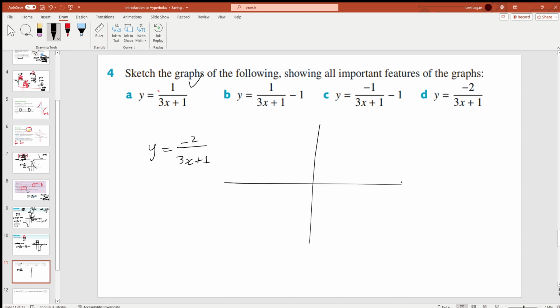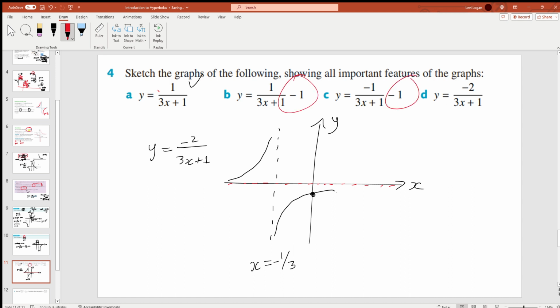So we can see straight away we still have that vertical asymptote at x equals -1/3. It's negative, so it's going to look like this still. So go like that. From here we can see there's only a y-intercept. This is still an asymptote because we haven't been shifted up or down in this case like these previous examples. So we have an asymptote there, so no x-intercept. So we're only looking for a y-intercept.